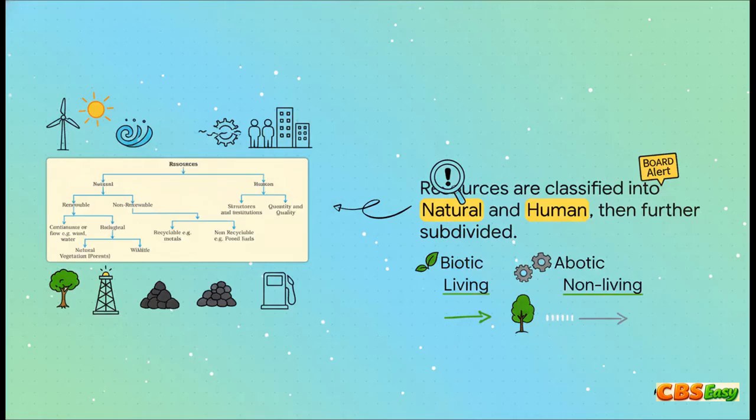This chart right here, this is your best friend for this chapter, I'm not kidding. Think of it like a family tree. You've got the two main branches up top, natural and human. And from there, you get these really important splits like renewable versus non-renewable, and biotic, which just means living things, versus abiotic, or non-living things. Knowing your way around this chart is absolutely essential.